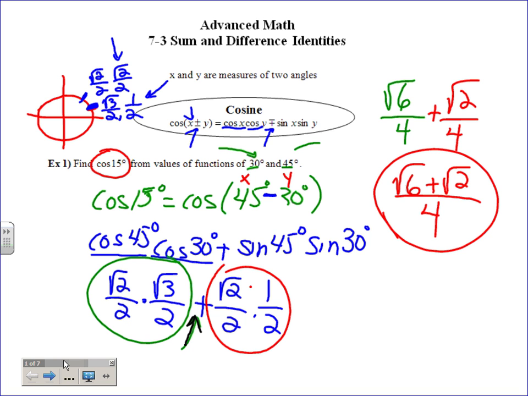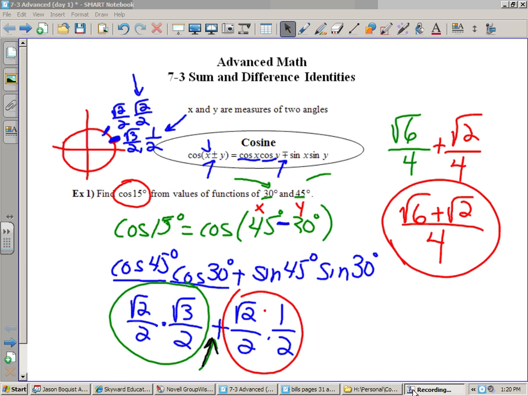So that's cosine's formula. How do you know if you use cosine's formula or sine's formula? Well, you look at the problem, and it said cosine of 15, so I used cosine's formula. Okay? Again, I didn't have to use 30 and 45. I decided to use those. Anything that would have gotten me to 15 would have been fine.